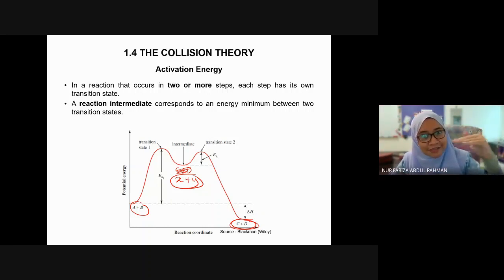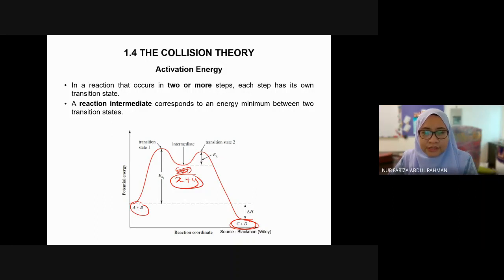So setiap step tu, you tahu lah, ada its own energy profile diagram. Okay, ingat tak yang kita cancel, Hess law last time? Those are intermediates. Okay, those are intermediates yang kita cancel tu. So, how do we represent them in terms of energy profile diagram? So, this is one of the ways.